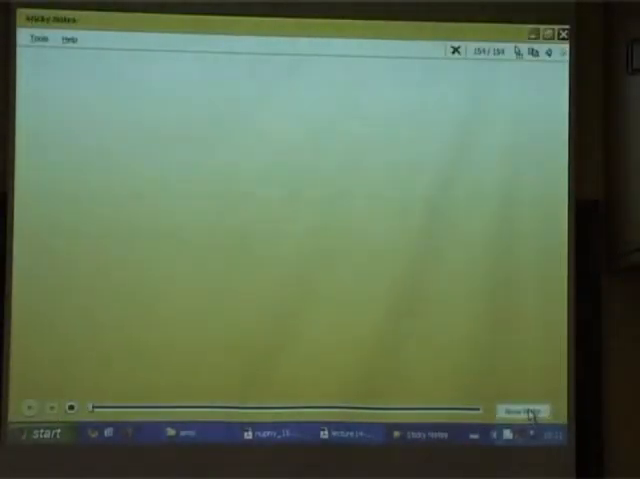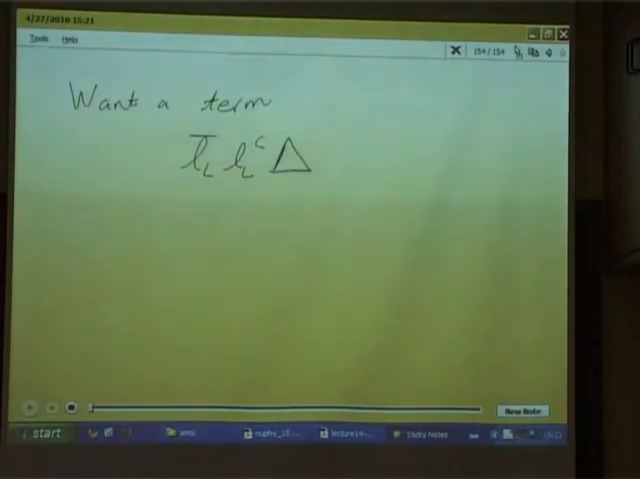So what am I doing? I want a term that looks like LL bar, LLC, and something. This should be invariant under SU2 and U1. I know that if I combine LL and LLC, I get a doublet with hypercharge 1 combined with another doublet with hypercharge 1.